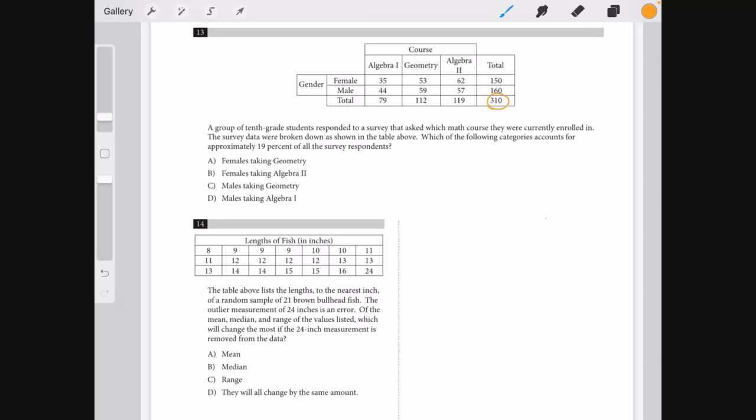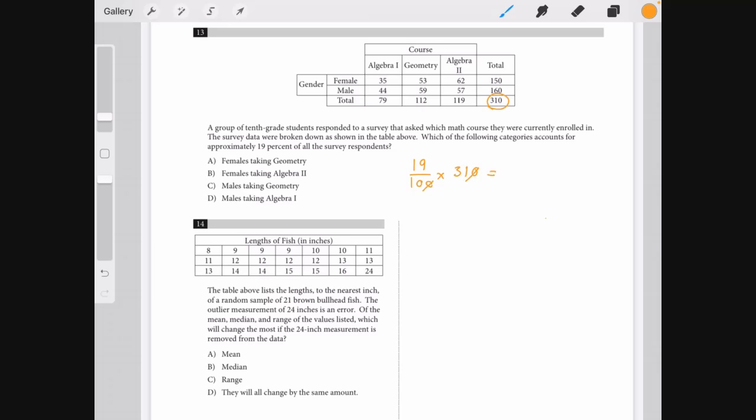So the easiest way is to find 19% of 310 and then find out which of these numbers in the table are actually close to that number. So 19% of 310. I'm actually solving this without a calculator, but you will be able to use a calculator in the exam in this part. So to do that, I should multiply 19 by 31.